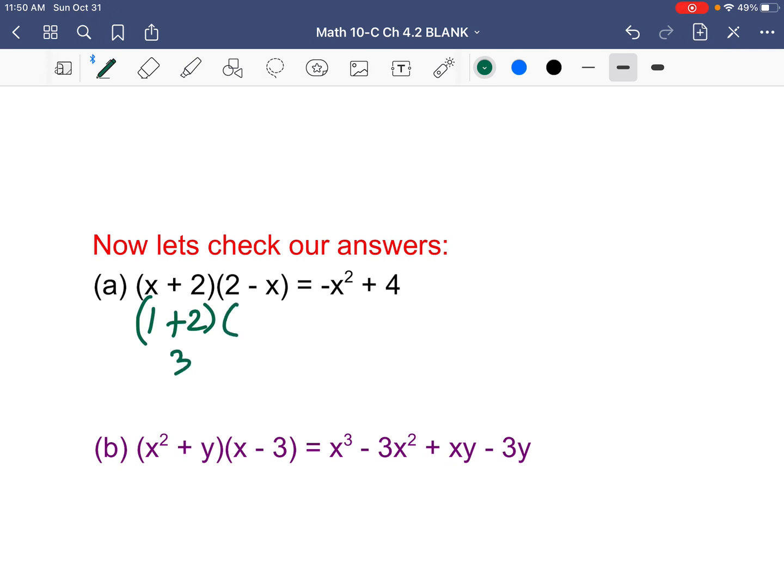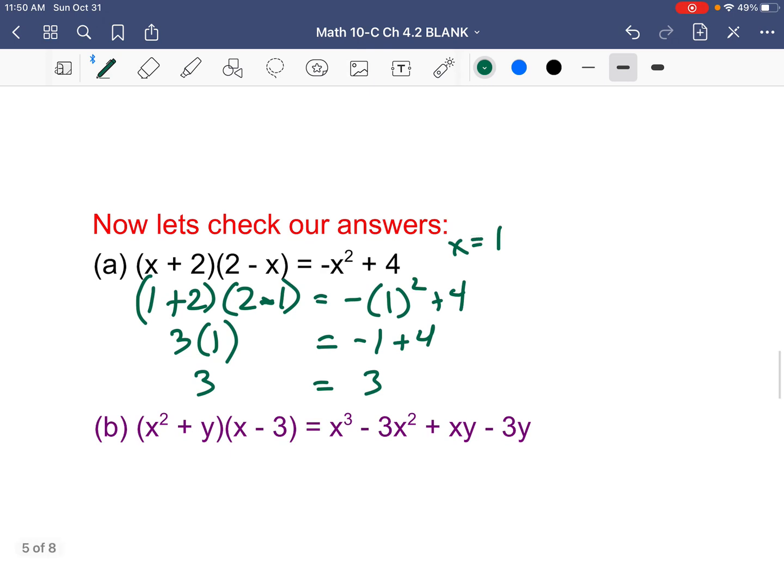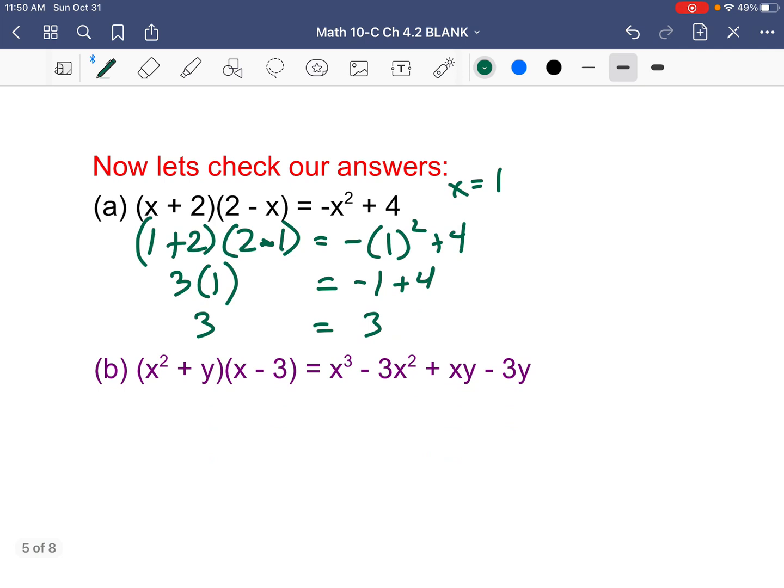1 plus 2 is 3. 2 minus 1 is 1. 3 times 1 is 3. Minus 1 squared plus 4. Sorry, I should say x equals 1, just to emphasize that. This is minus 1 plus 4. This is 3. So yes. Now I did that kind of quick, didn't I? All right, let me try the next one.